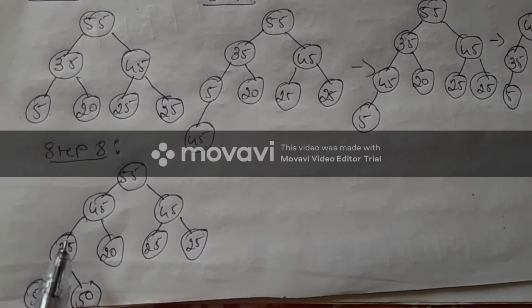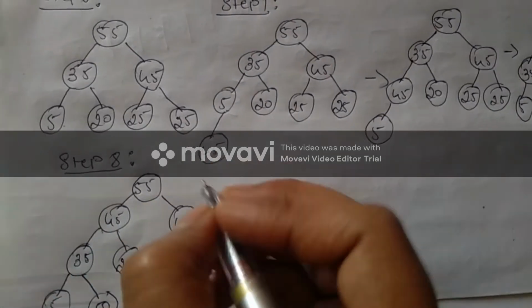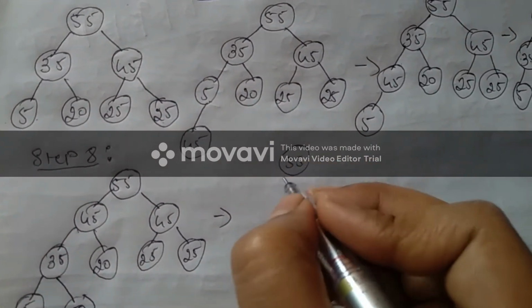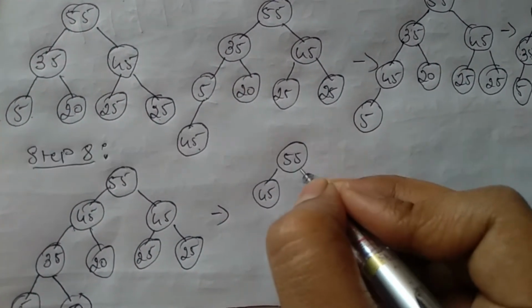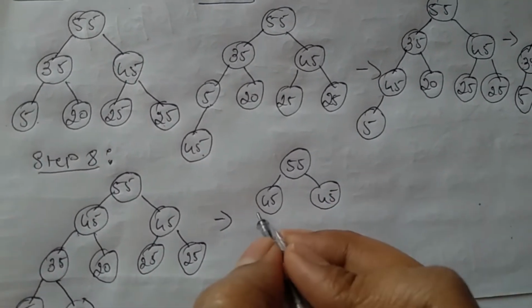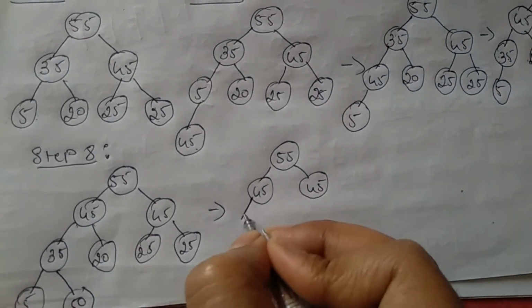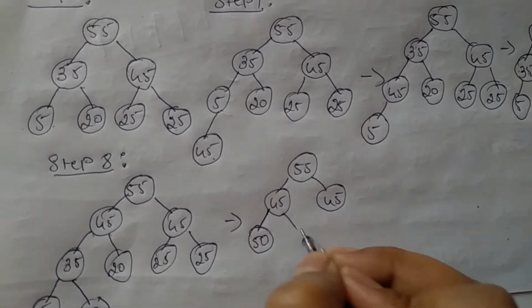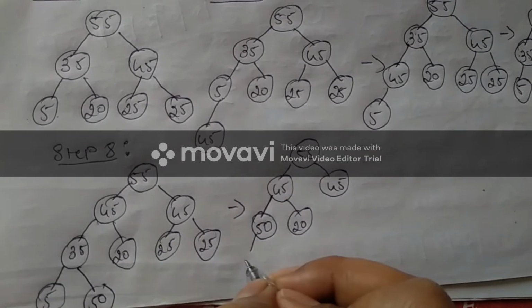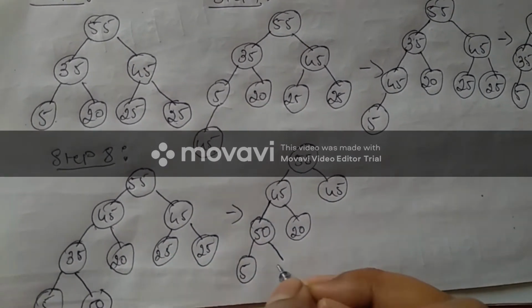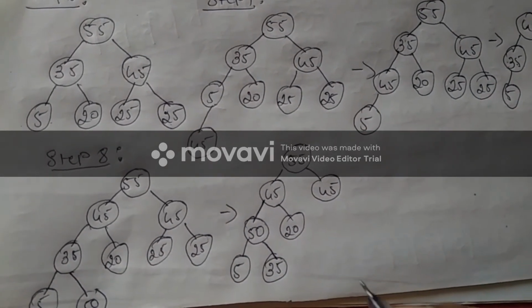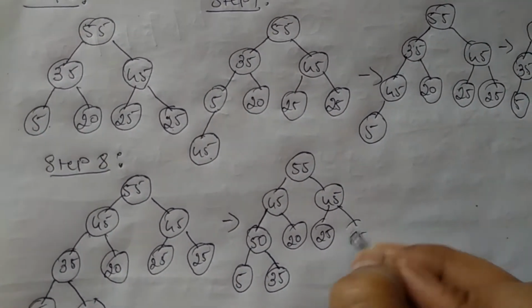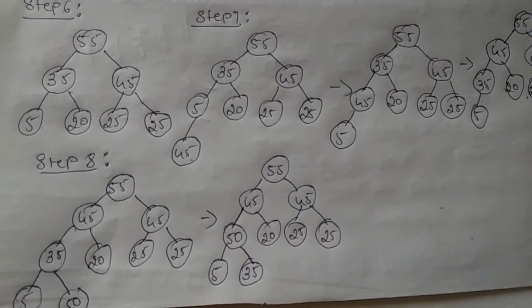5, 50 and 35. 35 is less than 50. So what you have to do? You have to construct one more tree, that is 55, 45, 45. In place of 35, you have to write 50. And then this 5 as it is, in place of 50, 35 will come. Okay. So 25, 25. Is it done?